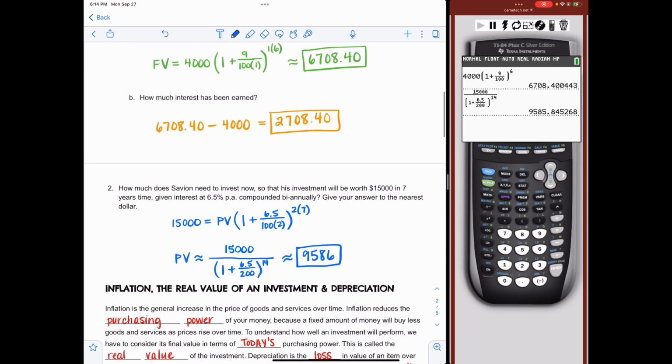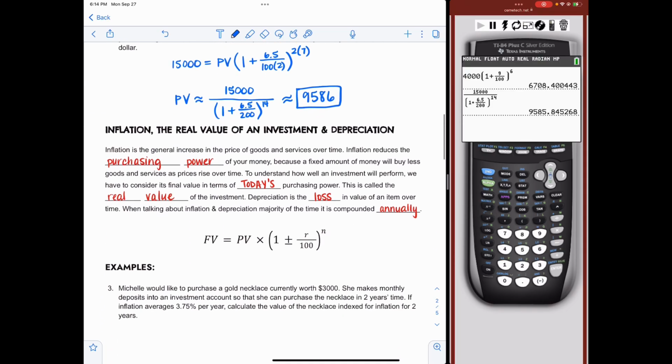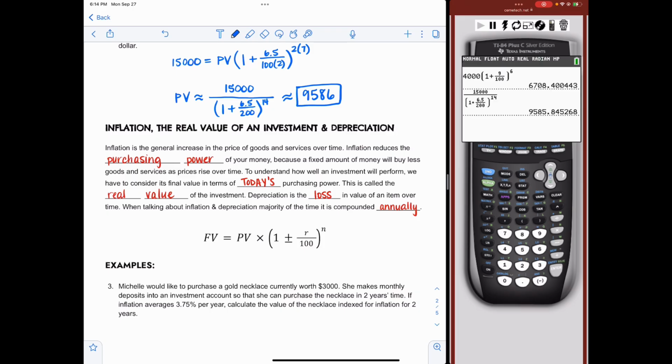So now let's talk about inflation, the real value of an investment, and depreciation. Inflation is the general increase in the price of goods and services over time. Inflation reduces the purchasing power or buying power of your money because a fixed amount of money will buy less goods and services as prices continue to rise over time. To understand how well an investment will perform, we have to consider the final value in terms of today's purchasing power. This is called the real value of the investment.